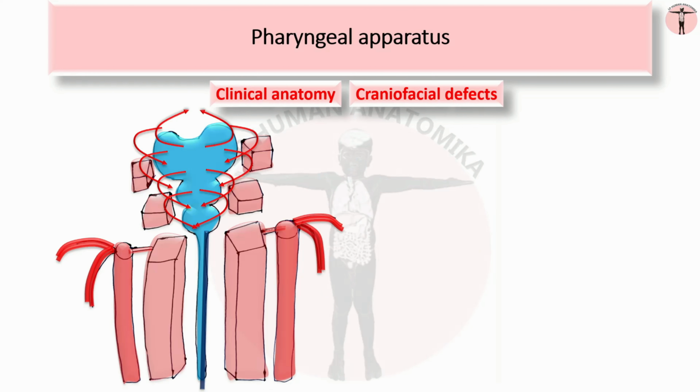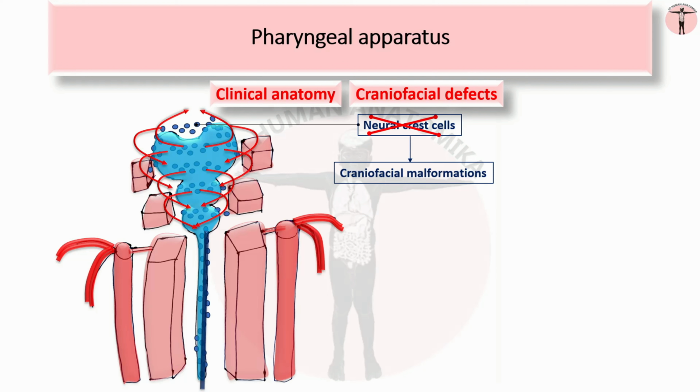Neural crest cells and the craniofacial defects. Neural crest cells are essential for the formation of much of the craniofacial region. Consequently, any disruption to the development of the neural crest cells results in craniofacial malformations.